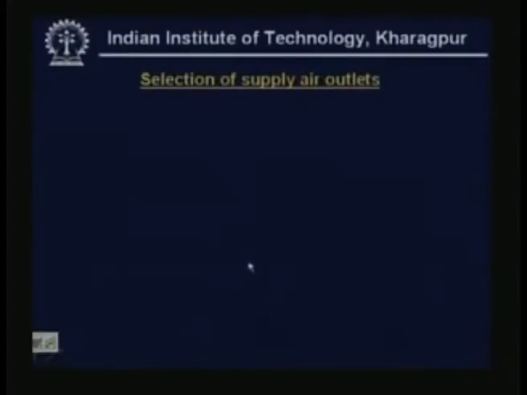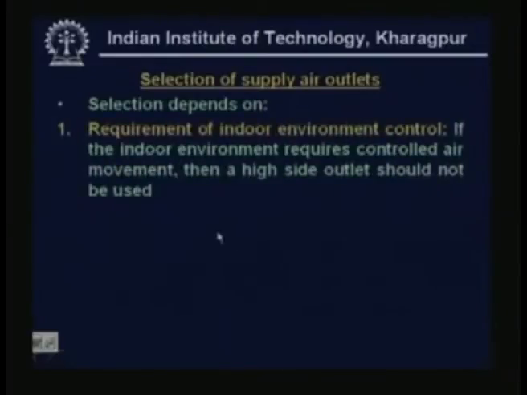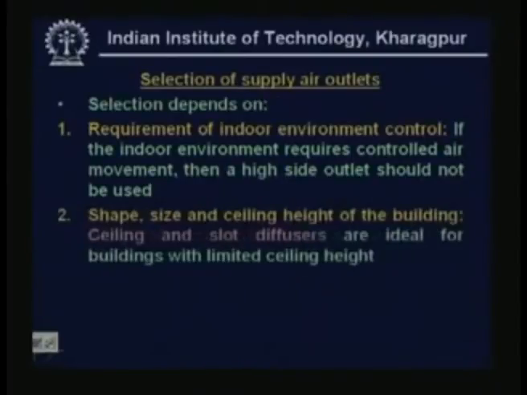Next, let us look at selection of supply air outlets. Selection depends upon the following criteria: requirement of indoor environment control. If the indoor environment requires controlled air movement, then a high side outlet should not be used. Okay. Controlled air movement means you want air movement only in certain locations, not everywhere. Then you cannot use high side outlet because you do not get very good control here.